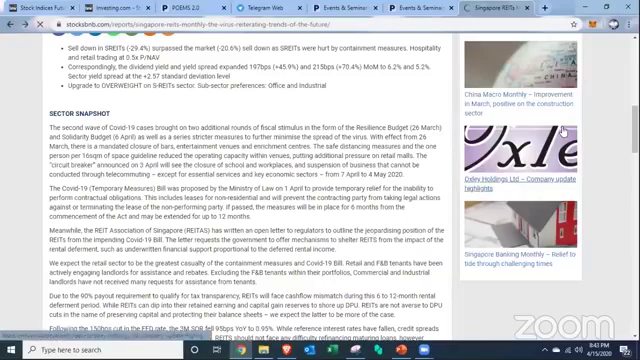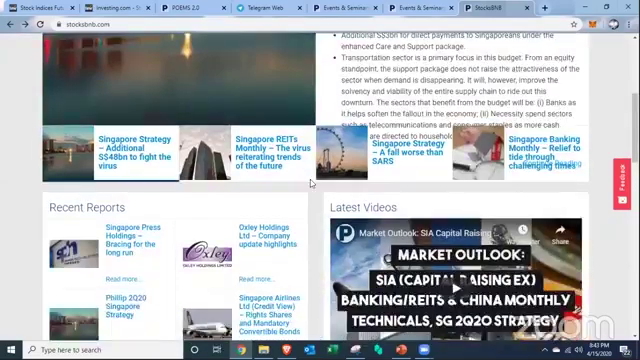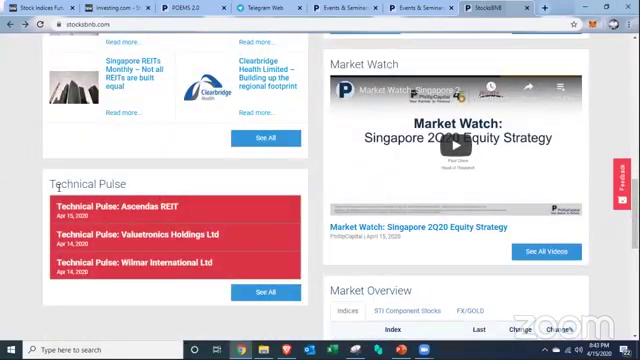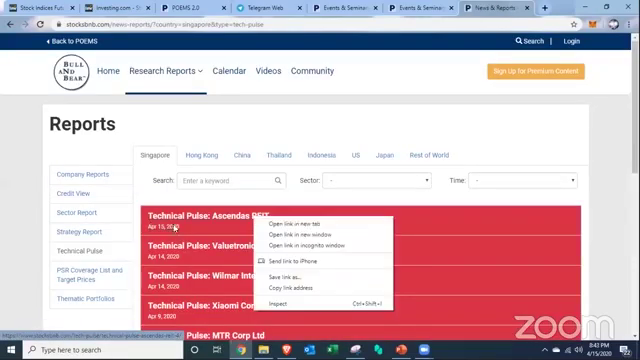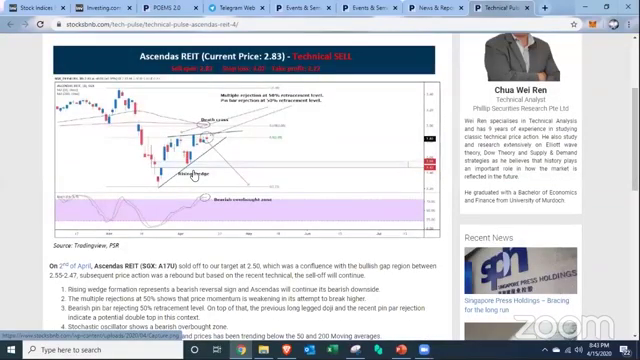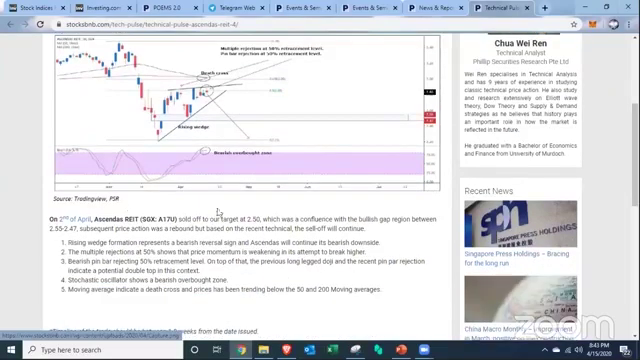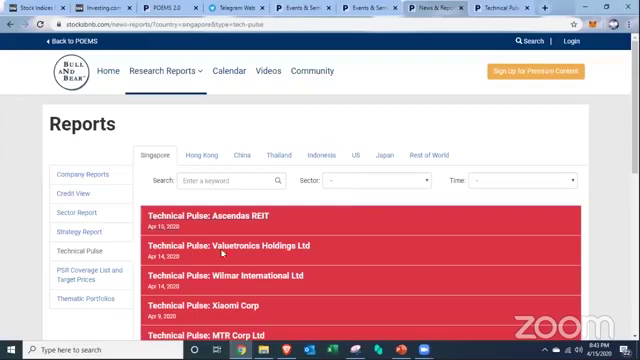Then some of us are not interested in investment. We want to do trading ideas. So what we can do is come over here, below here, there's a technical pulse. You can see technical calls by our TA analyst. Let's say he has a technical pulse on this Ascendas REIT. He'll share what is a possible entry, stop loss, and take profit position. He shares why he analyzed this, and what is happening to this stock. So you can look out for trading ideas under the technical pulse over here.